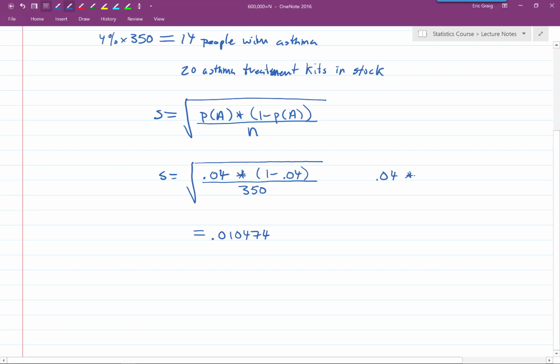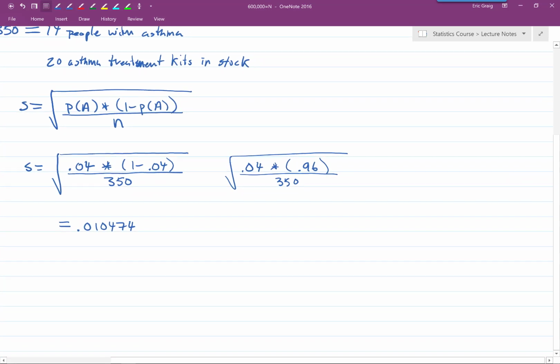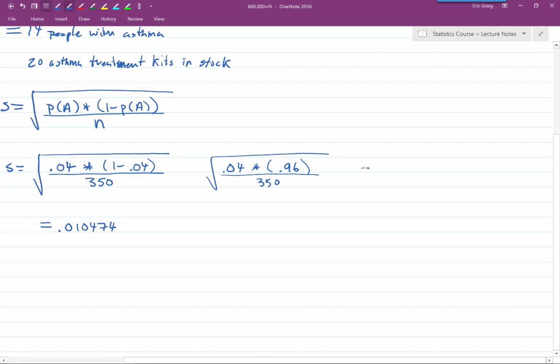0.04 times 1 minus 0.04 is 0.96, right? Divided by 350, square root. And I can do this because I've got my tablet. So let me pull out the calculator. I did this in Excel, so I know that the answer is right, but let's just double check.